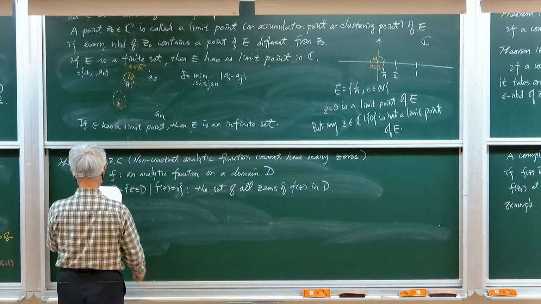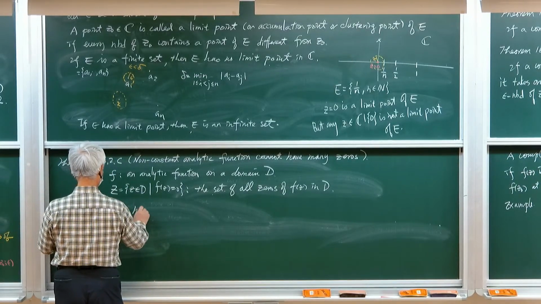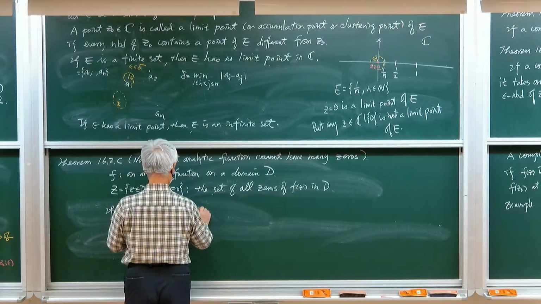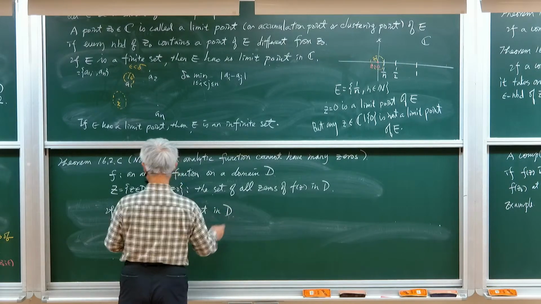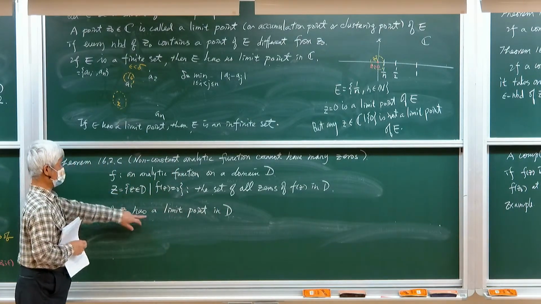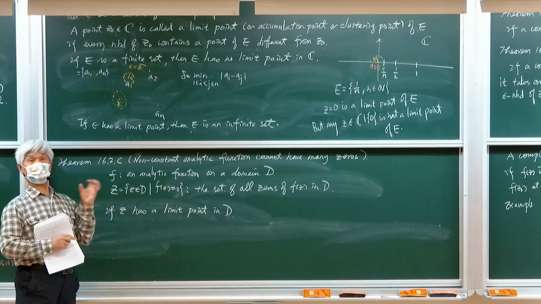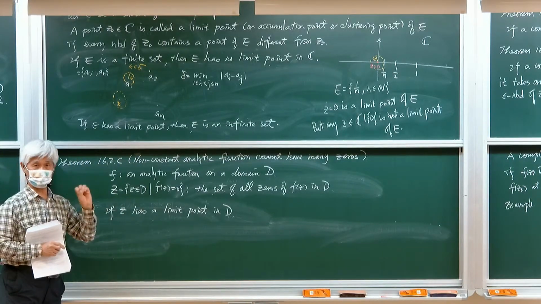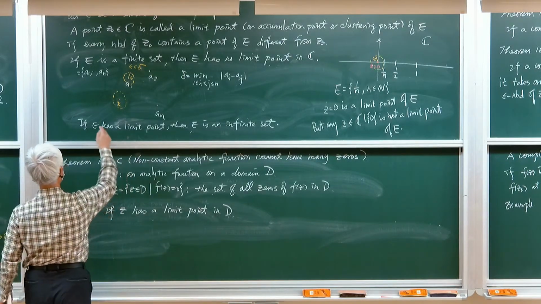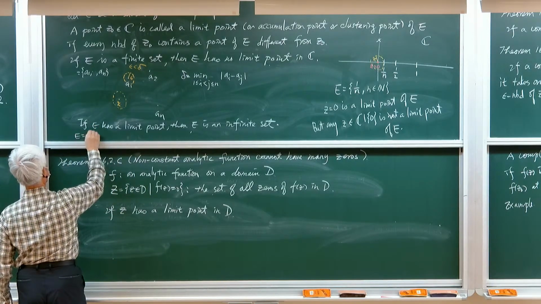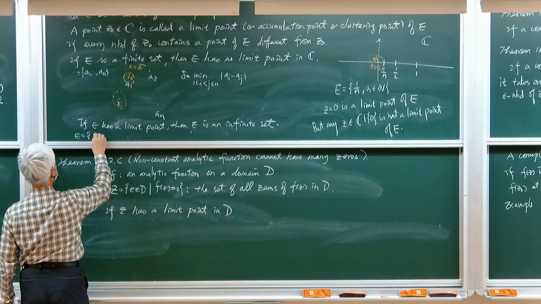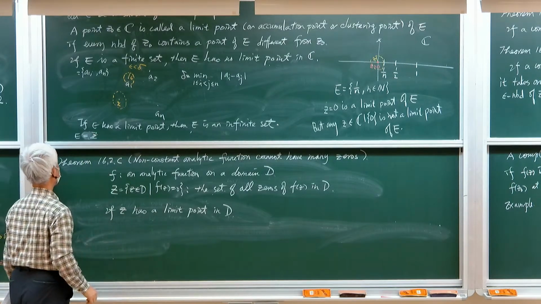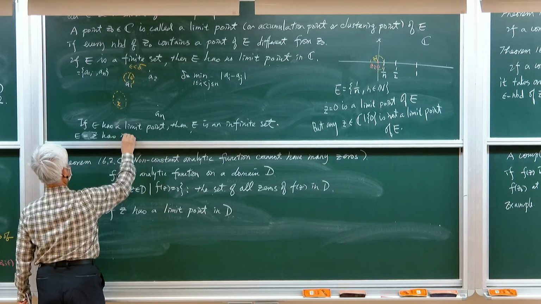Now if Z has a limit point in D, it means that Z must be an infinite set. But of course, an infinite set may not have a limit point. For example, right? So E has no limit point.